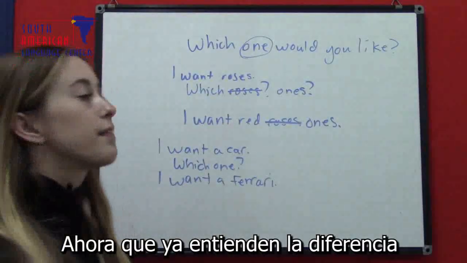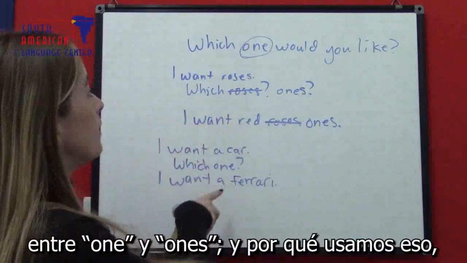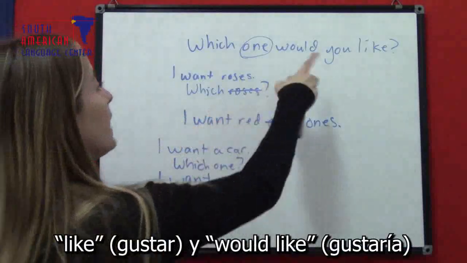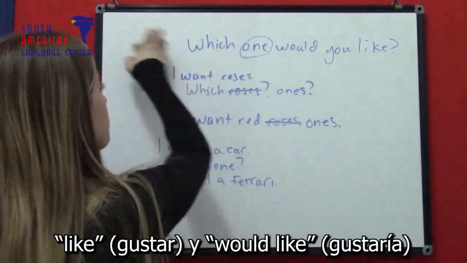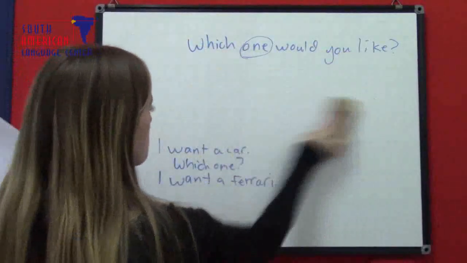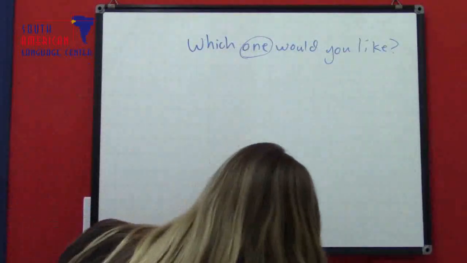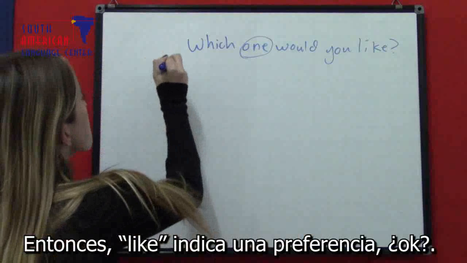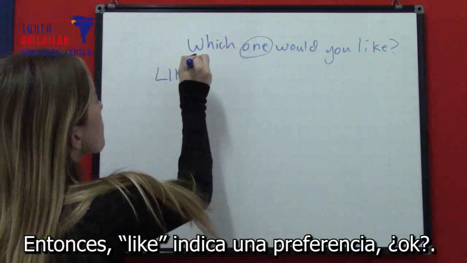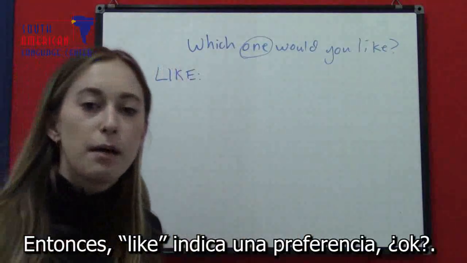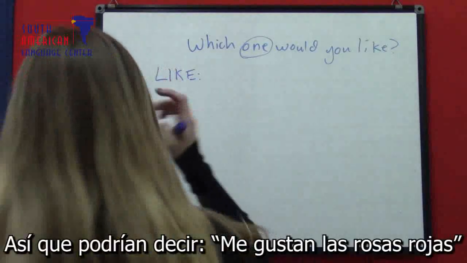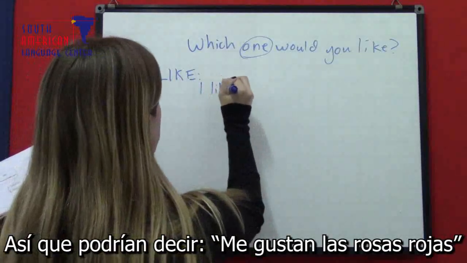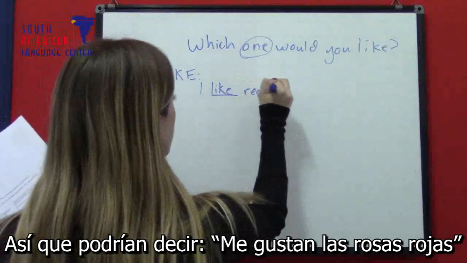Now that you guys understand the difference between one and ones and why we use that, we're going to talk about the difference between like and would like. So like indicates a preference, okay? So you could say, I like red roses.